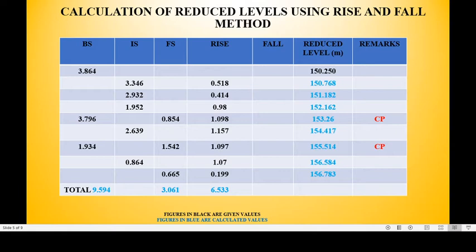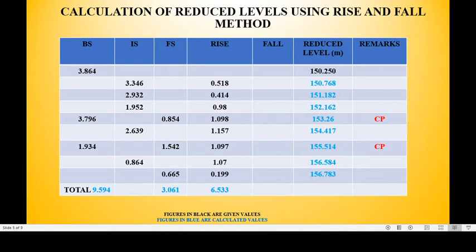That is, if we subtract 3.346 from 3.864, we get 0.518. So it is a positive value and it is tabulated as rise. Again, if we subtract 2.932 from 3.346, we get the value 0.414, which is again a positive value, and it is tabulated in the rise. Then if 1.952 is subtracted from 2.932, we get the value 0.98, which is again a positive value, and it is tabulated in the rise column.